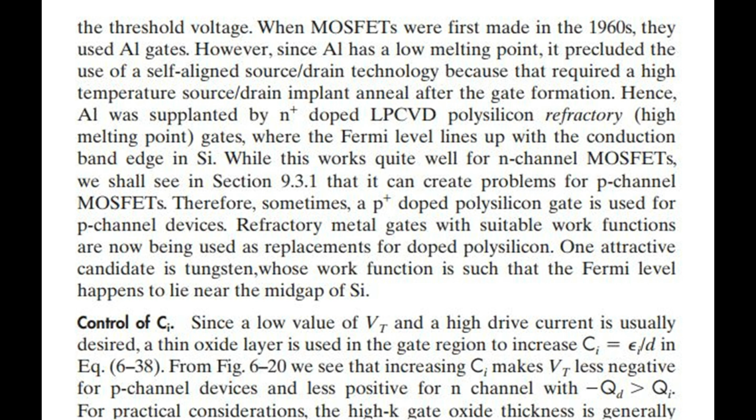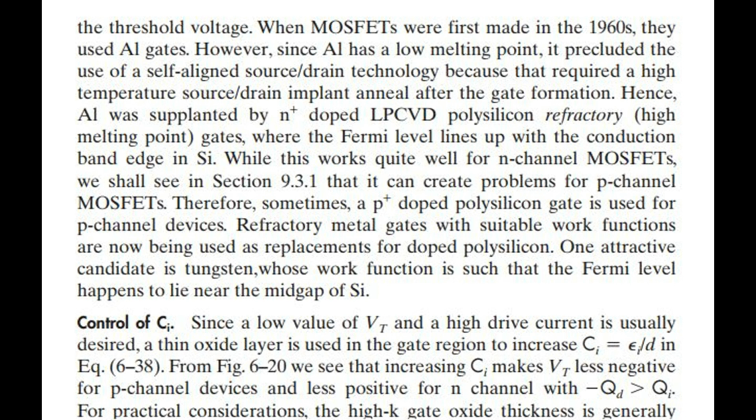While this works quite well for N-channel metal oxide semiconductor field effect transistors, we shall see in section 9.3.1 that it can create problems for P-channel metal oxide semiconductor field effect transistors. Therefore, sometimes, a P+ doped polysilicon gate is used for P-channel devices. Refractory metal gates with suitable work functions are now being used as replacements for doped polysilicon. One attractive candidate is tungsten, whose work function is such that the Fermi level happens to lie near the midgap of silicon.